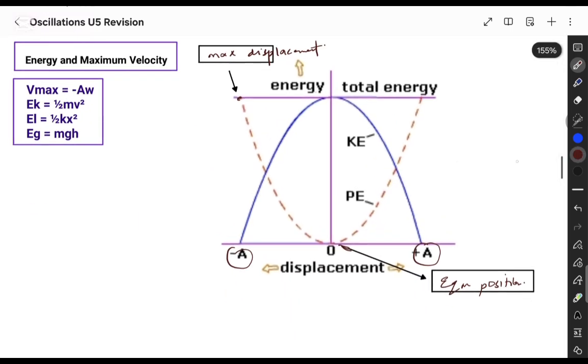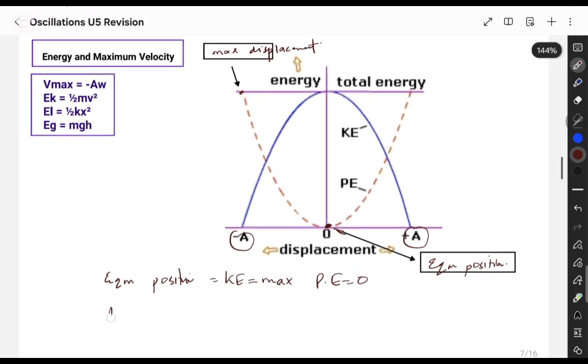Now remember that at the equilibrium position, the KE is max and PE is going to be equal to 0, potential energy 0. And then at the amplitude, our KE is going to be equal to 0 and potential energy is going to be equal to max. So I hope you already know what the reasoning behind all of this is as well. Okay, so I'm not going to explain any of that. We're just doing the revision here.